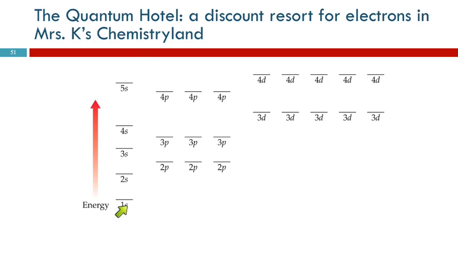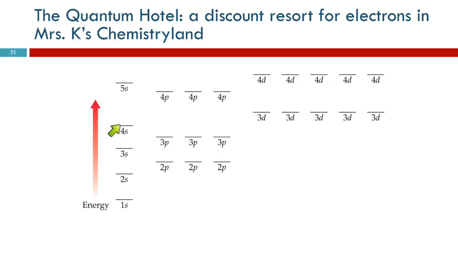So here's the first floor of the hotel. There's only 1 room. It's the S room. It's got 1 bed in it. The line is representing the orbital. The second floor of the hotel, here's the S room. It has 1 bed, 1 line, and the P room has 3 beds. There are 2 rooms on the second floor. The third floor has 3 rooms, the S room, the P room, and the D room. S has 1 bed, P room has 3, D room has 5.